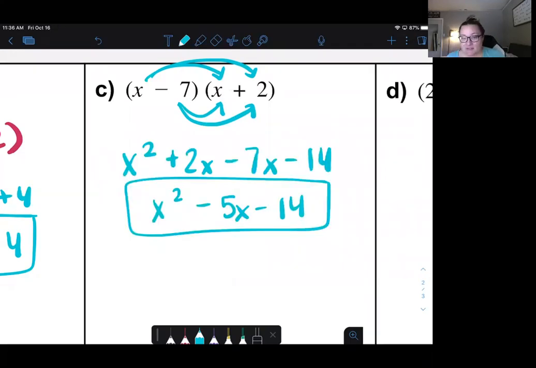So when I multiplied these binomials, I got x squared plus 2x minus 7x minus 14. I combined my two middle terms because they were like terms. I got x squared minus 5x minus 14 for my final answer.